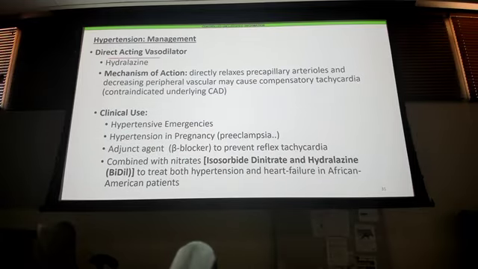Then we talked about the direct-acting vasodilator like hydralazine, and this is not a first-line agent, but we use this in pregnancy, like hypertension in pregnancy, like preeclampsia, eclampsia kind of conditions. We also use it in hypertensive emergency, because we can give it in IV form. But one of the common ways that we will give hydralazine is in our African American patients with heart failure who would benefit by being on a isosorbide dinitrate-hydralazine combo.